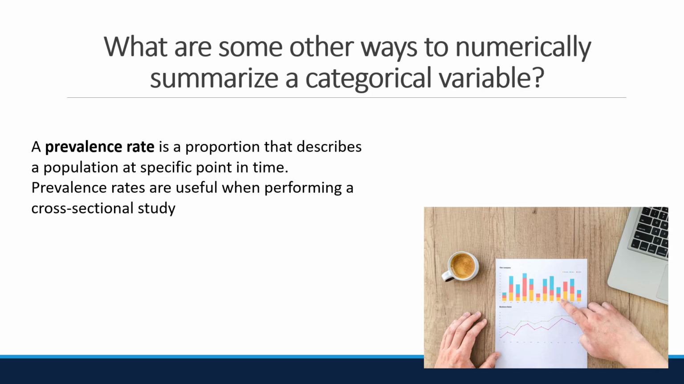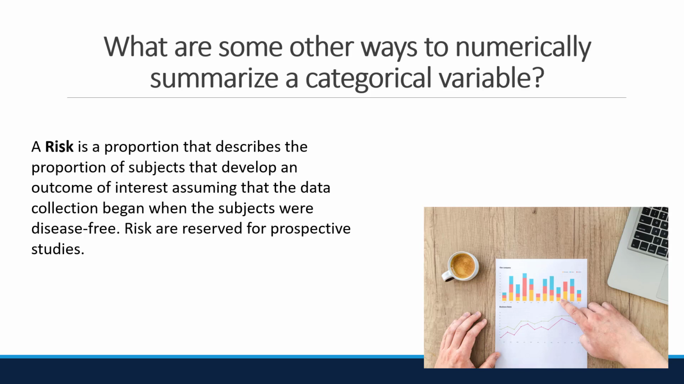A prevalence rate is a proportion that describes a population at a specific point in time. Prevalence rates are useful when performing a cross-sectional study. Risk is a proportion that describes the proportion of subjects that develop an outcome of interest, assuming that the data collection began when the subjects were disease-free. Risks are reserved for prospective studies.